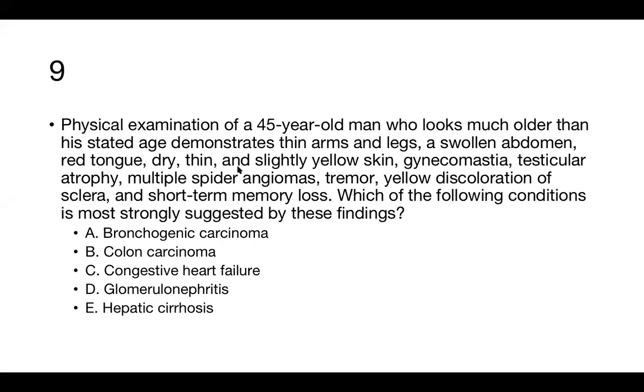Dry, thin, and slightly yellow skin may be because of jaundice. Gynecomastia, a typical feature of cirrhosis. Testicular atrophy, another typical feature. Multiple spider angiomas, a very important point. Tremor, this is called flapping tremor. Yellow discoloration of the sclera is jaundice. And short-term memory loss is an important feature of hepatic encephalopathy. So all features are pointing towards hepatic cirrhosis. I cannot even think of any other diagnosis here. This is a very easy case.